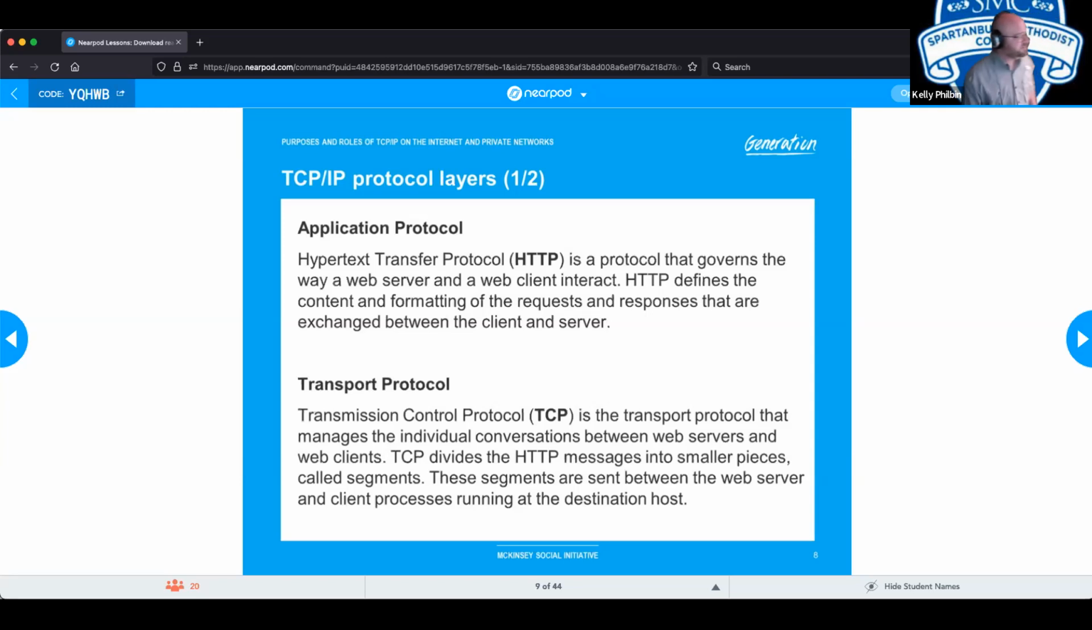Then we talk about TCP, which is Transmission Control Protocol. And this is essentially the transport protocol that manages individual conversations between web servers and clients. The TCP protocol breaks up the HTTP messages into smaller pieces called segments, and these segments are sent between the server and the client. This allows for greater speed, essentially breaking things down into smaller chunks, routing them the fastest way possible, and then when they get received on the other end, there are instructions within these packets on how to reconstruct them so we see what it is we see on our screens.